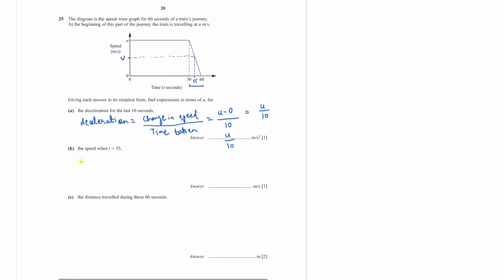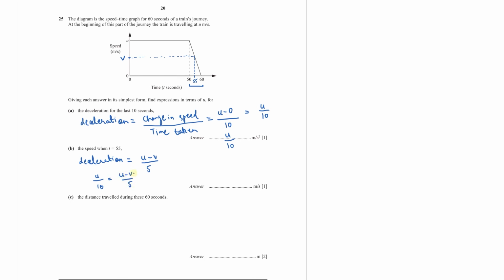So let me say deceleration. What's the change in speed? u minus v. You started with u and you ended with v. So u minus v is the change in speed. And how much time did it take? 5 seconds, 55 minus 50. And you know that deceleration is u by 10, which you calculated in the first part. So u by 10 equals (u minus v) by 5.